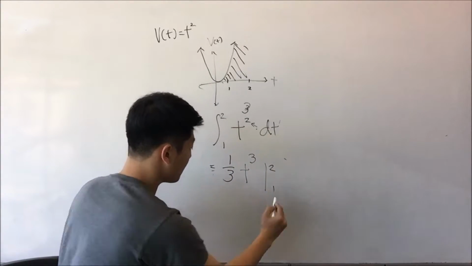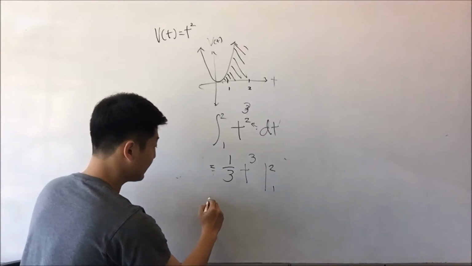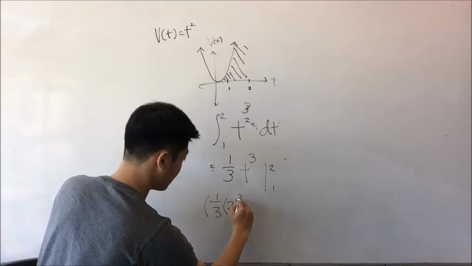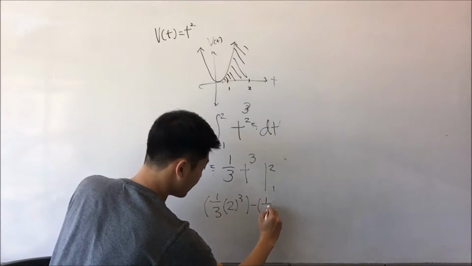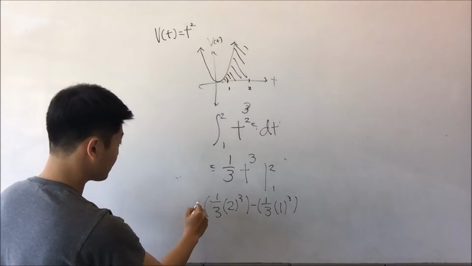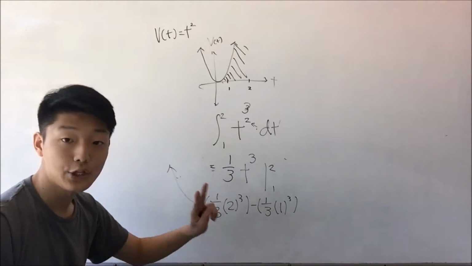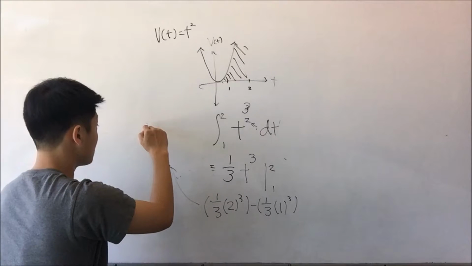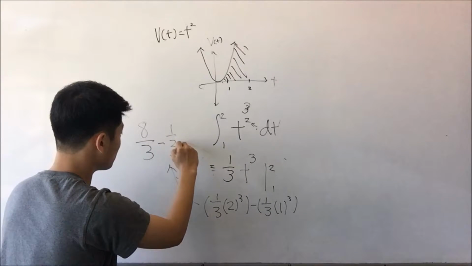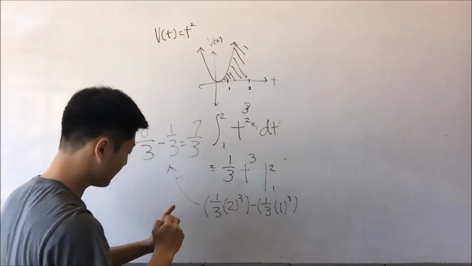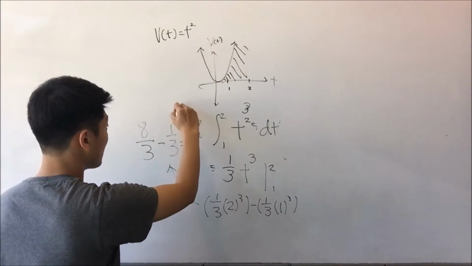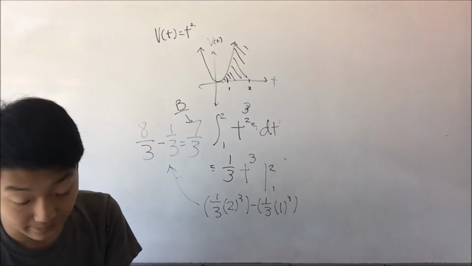And the limits are 1 to 2. So let's calculate this. One third times 2 to the third, minus one third times 1 to the third. What is 2 times 2 times 2? It's 8. So 8 over 3 minus 1 over 3 is equal to 7 over 3. So the answer for this question will be option B, which says exactly 7 over 3.